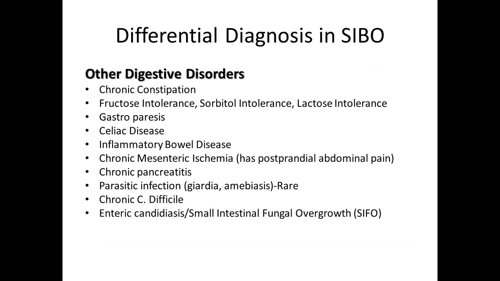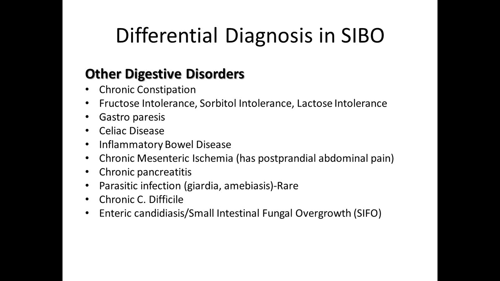So here's your differential in bacterial overgrowth, small intestinal bacterial overgrowth. It can look like a lot of non-concerning things, and you can also include a lot of more serious disorders. So these are other digestive disorders that might appear that you want to think about when you're working up someone for SIBO. The biggest two that we think about a lot are Crohn's and colitis and celiac disease. Also, I would put on this list microscopic colitis, which is now being somewhat included in the IBD world in that category.